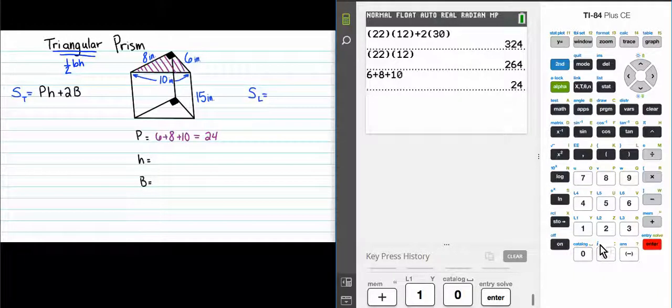My perimeter is 24. Now what's the height of the prism? So that's going to be my 15. And then what's my capital B? Some people again think it's 10. No. B means area of the base. So it's a triangular base, so I'll use my area of a triangle.